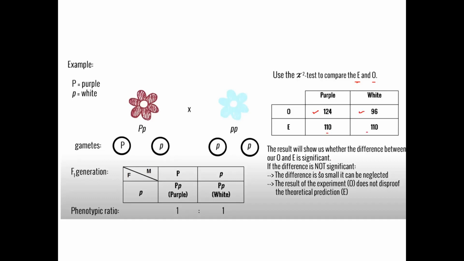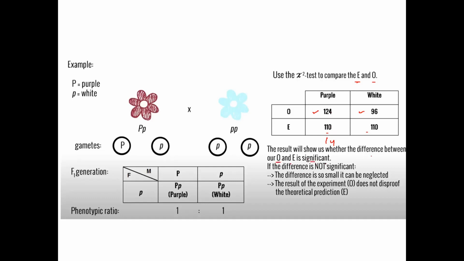So what are we looking for? यहाँ पे the difference you're looking at is 14, ठीक है, यहाँ पे like here the difference is also 14. ठीक है, तो मतलब expected में you were expecting more, you got less of white, but यहाँ पे हम expect कर रहे थे कि we will get lesser purple, but हमें ज़्यादा मिल गए, ठीक है. So the result will show us whether the difference between observed and expected is significant.